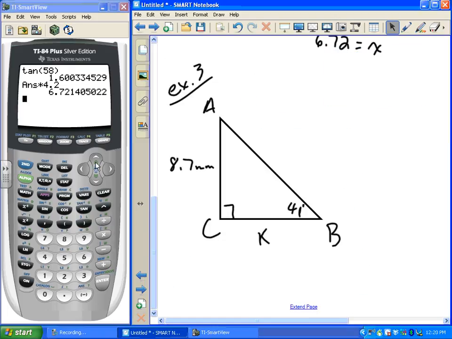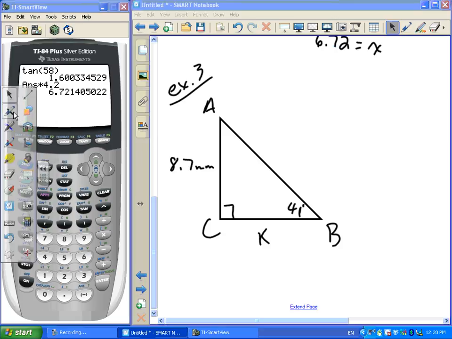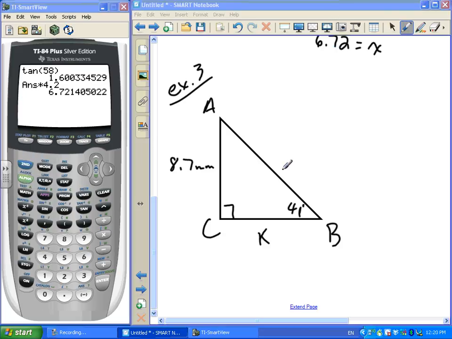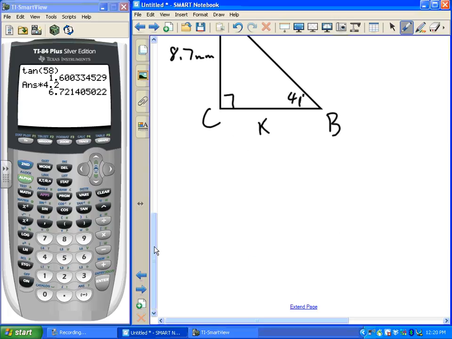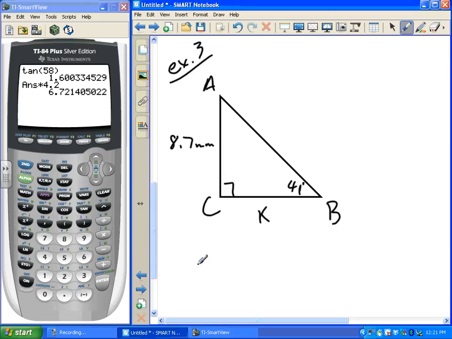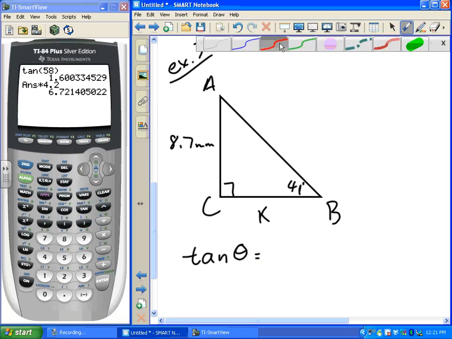Example number 3. They want us to solve for the missing side, which is our k. Okay? So I'm just going to make a little room here. Our ratio, again, is tangent theta is equal to opposite over adjacent.